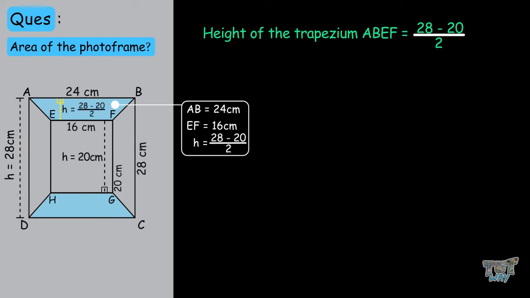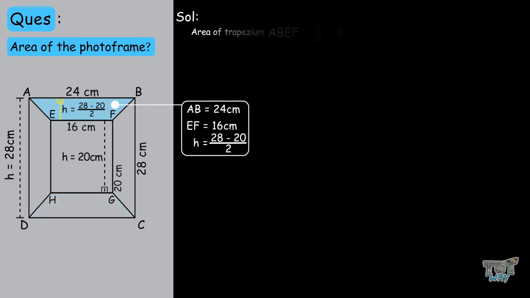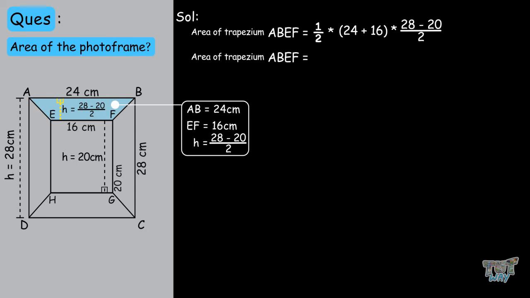Now we have a formula for finding the area of the trapezium. That is half times a plus b times height, where a plus b are the sums of the 2 parallel sides. So that would be 24 plus 16 times the height, which is 28 minus 20 divided by 2. So area of one trapezium is half times 40 times 4, which equals 80 centimeters squared. Similarly, you can find the area of all the trapeziums.